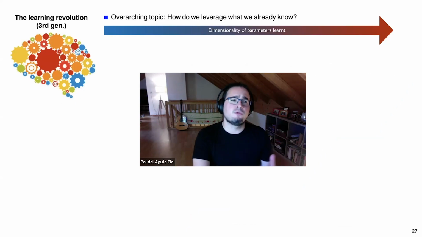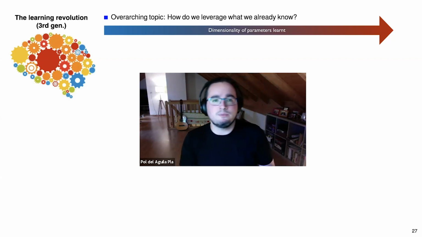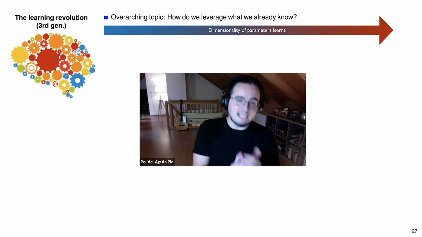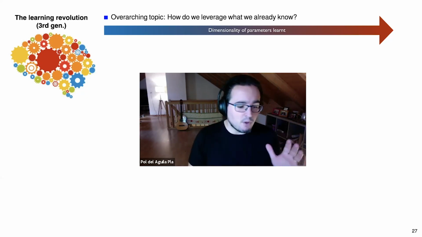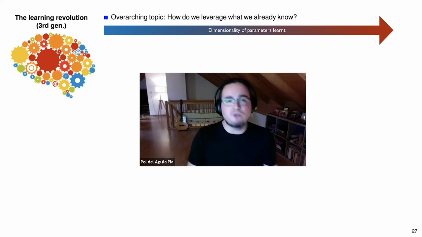So now we go into the third generation methods. And the overarching topic here is, how do we leverage what we already know? Because when we talk about third generation methods, what we're basically doing is taking over-parameterized models that are being used for anything from image classification to driving cars nowadays, and we're using them to reconstruct images. So a risk with this is to forget about everything we know from the previous generations of algorithms.